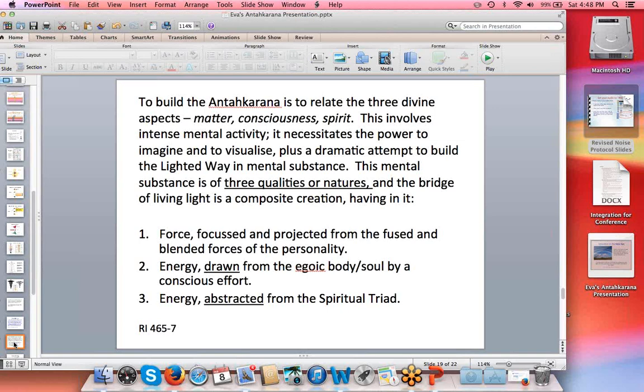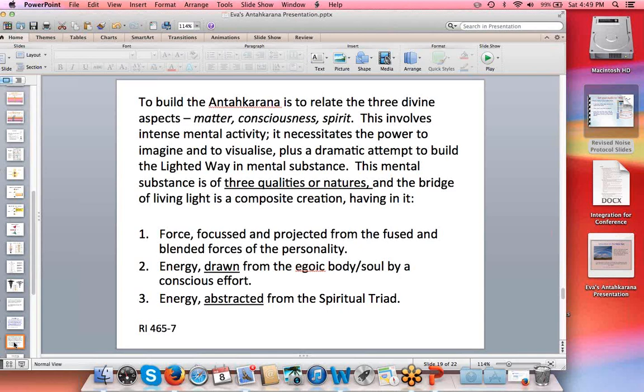It necessitates the power to imagine and to visualize, plus a dramatic attempt to build the lighted way in mental substance. This mental substance is of three qualities or nature, and the bridge of living light is the composite creation, having in it force, energy, and the energy from the spiritual triad.